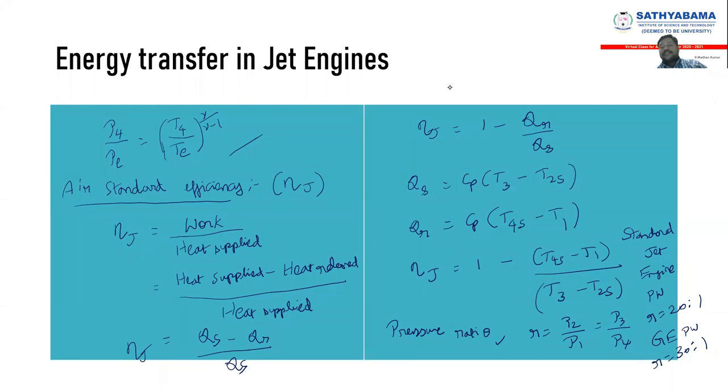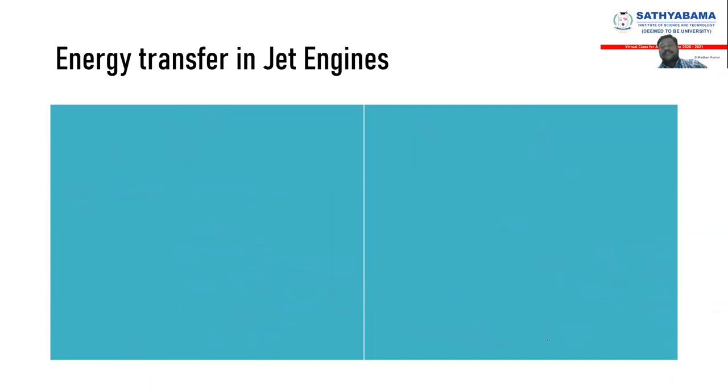So in terms of pressure ratio, we are going to rectify this, right? How are we going to do it? It's very simple. Like pressure ratio, we can also write the temperature ratio. You can write this temperature ratio T as R to the power of gamma minus 1 divided by gamma, right? You know it very well. And then what is this T? This T is nothing but T2S by T1 or T3 by T4S, right?